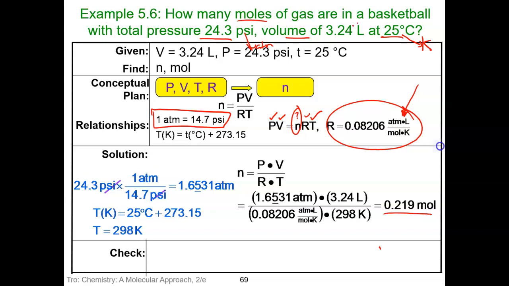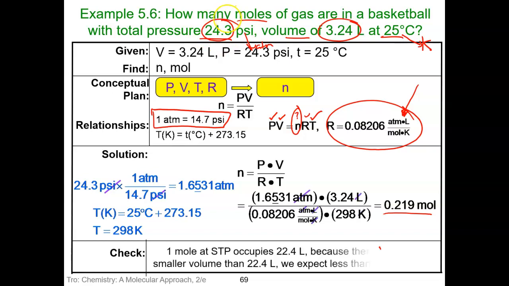And let's not forget our sig figs, right? 3 sig figs, 3 sig figs. We tend to forget those sometimes. And if you look, indeed, all of our units do cancel out. So that's the ideal gas law.